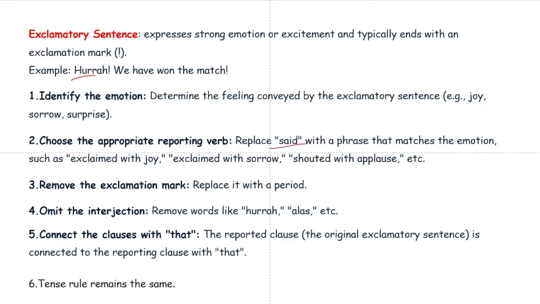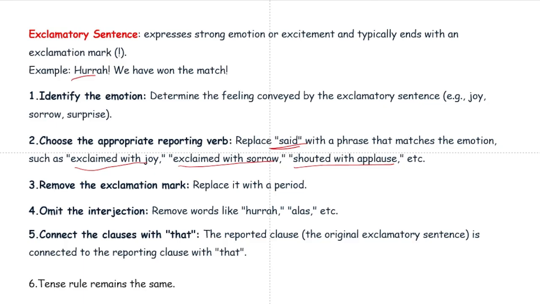Again, said will be replaced with the emotions. Whatever emotions are expressed with the help of interjections, like exclaimed with joy, exclaimed with sorrow, shouted with applause, these will be used instead of said. Then we are supposed to remove the exclamation mark and make it into a simple statement or sentence without using the exclamation mark. We are supposed to end the sentence with a full stop.